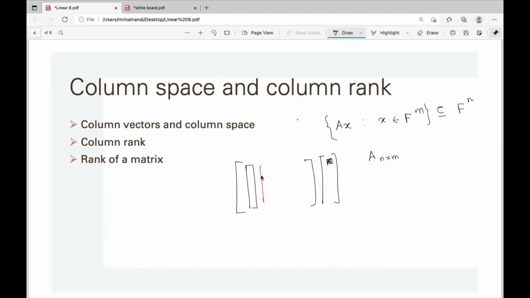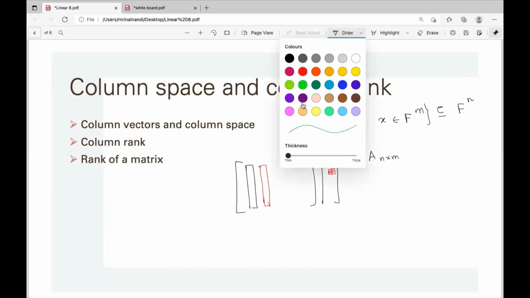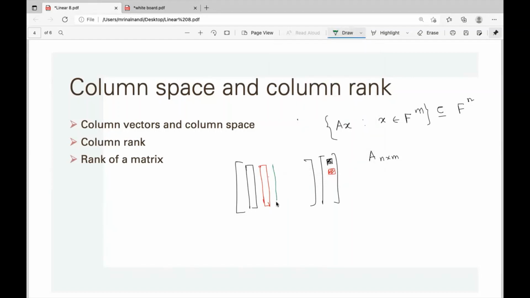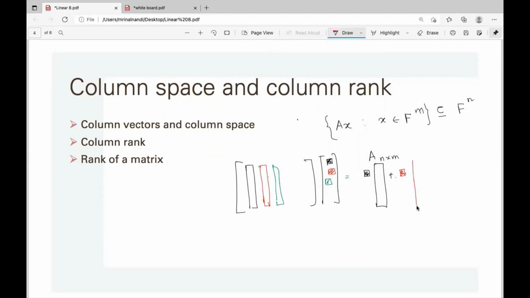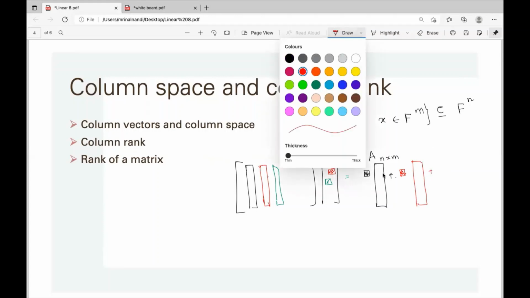Next, the first column, the second column always multiplies the second element. The third column always multiplies the third element. And what will this give? This will give this scalar with this column, plus the next scalar with the next column vector, plus the next one, and so on.